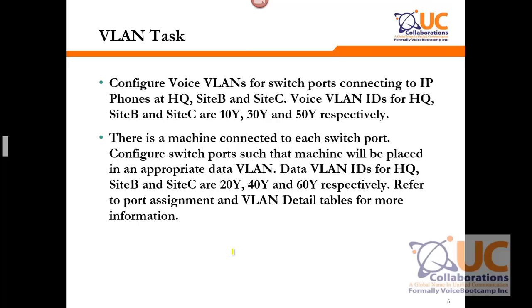We're going to assume that there is a machine connected to each switch port, so the data VLAN must immediately come to mind. We must configure the switch port such that the machine will be placed in the appropriate data VLAN, even if the port happens to be a trunk. The data VLAN IDs for HQ, Site B and Site C are respectively 20Y, 40Y and 60Y.